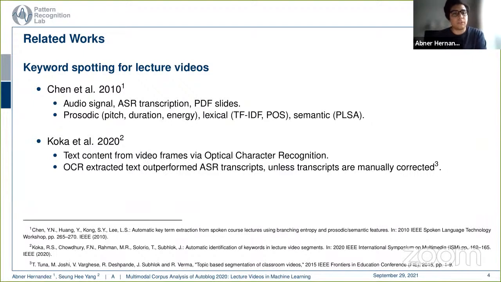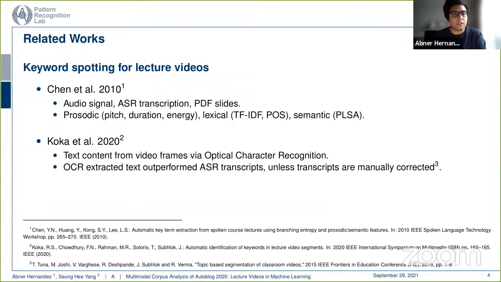So in earlier studies, they looked at the audio signal along with ASR transcriptions or PDF slides. So this can be looked at through prosodic information such as pitch, duration, or energy with the audio signal, or you could look at lexical information using different statistical algorithms or looking at part of speech.